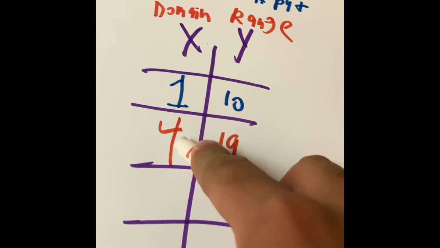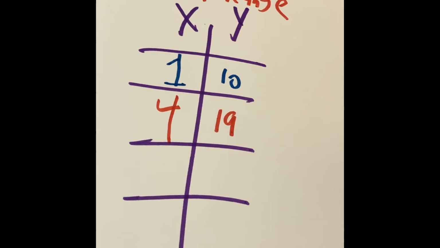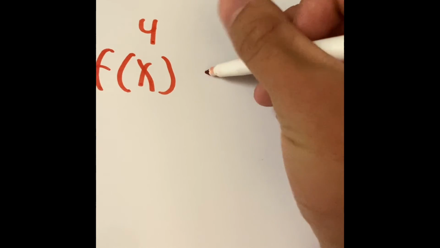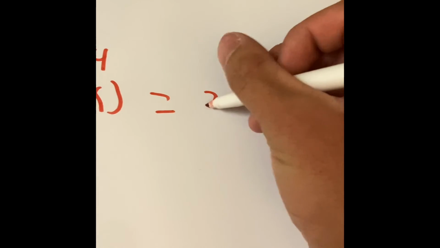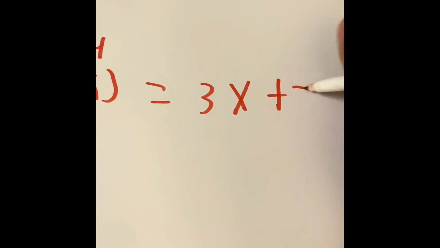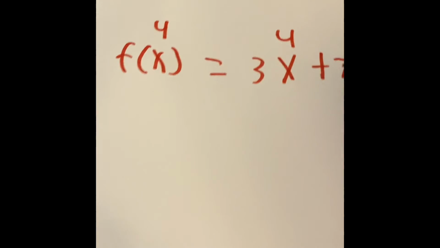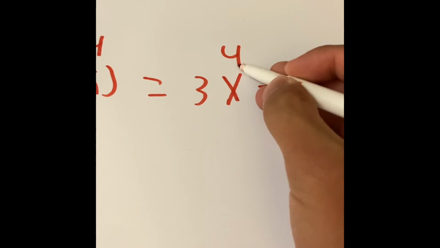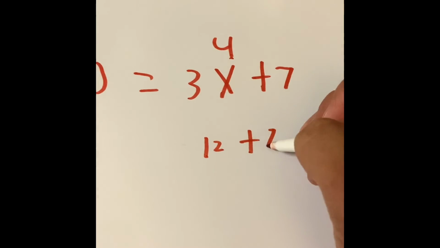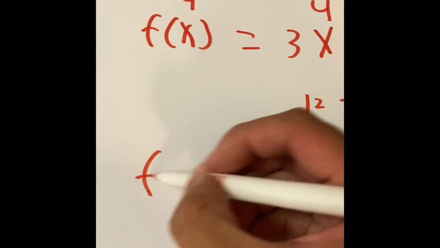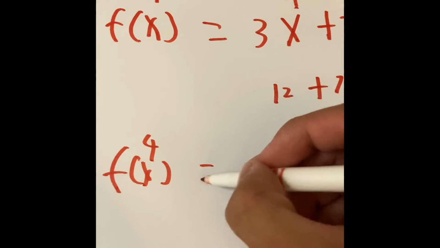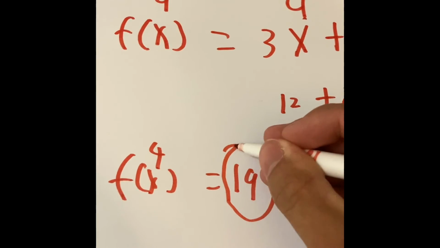Let's see if we put 4 as the input, or the domain. So the function of x is going to be 4, and we're going to have the same exact equation. So we're going to put 4 in for x. So what is the function of 4? 3 multiplied by 4 is 12, plus 7 is 19. So the function of 4 as x is going to equal 19, which is going to become our range.